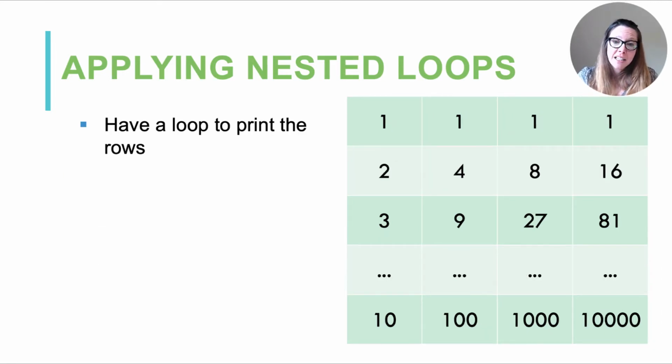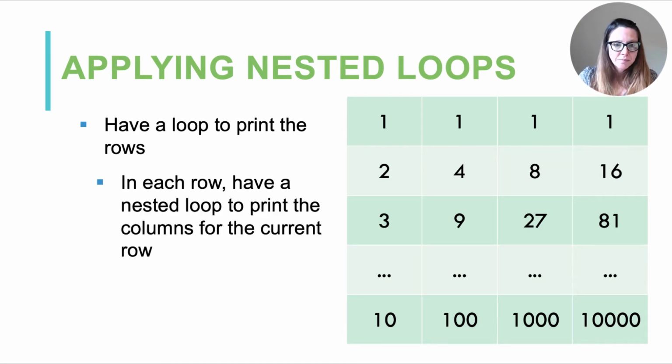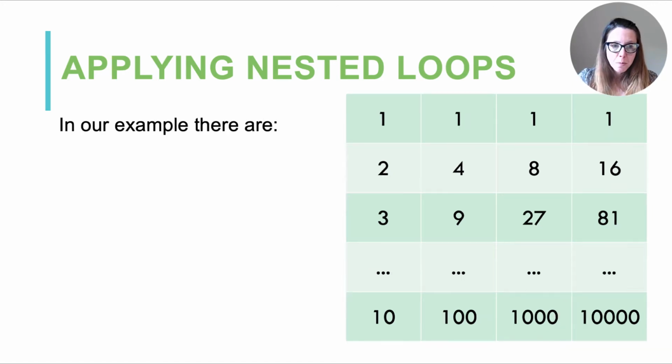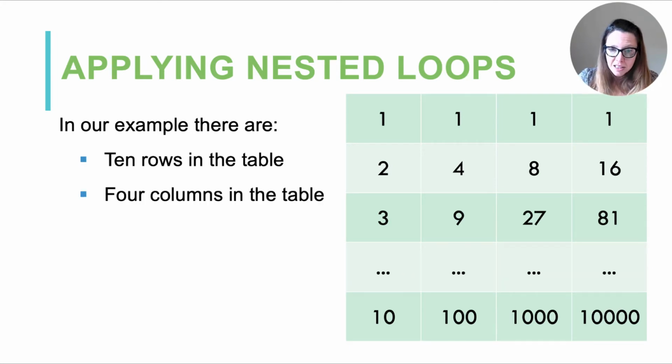Now we need to apply a loop to print the rows. We loop through rows first because of the way that printing works, so the way that we output data to the screen. In each row, we would have to have a nested loop to loop through and print the columns for that current row. In our example, we see that there are 10 rows in the table and 4 columns in the table.